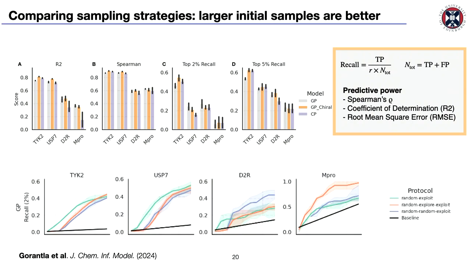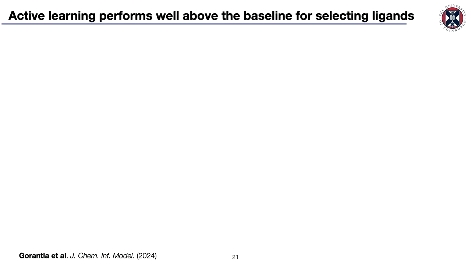Then if you look at things like the protocol, for large data sets, random exploit seems to perform the best, whereas if you have small data sets, you probably want to look at a random explore-exploit strategy.